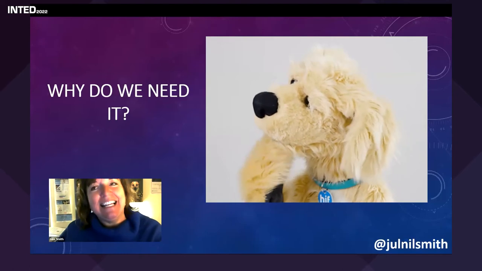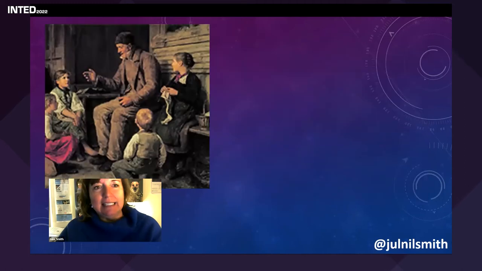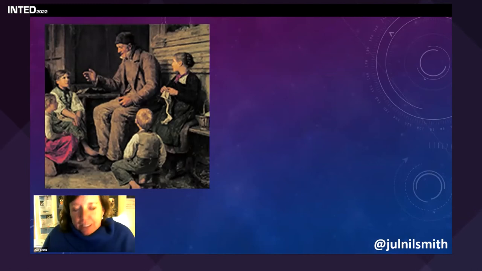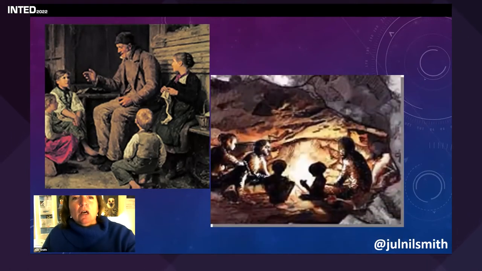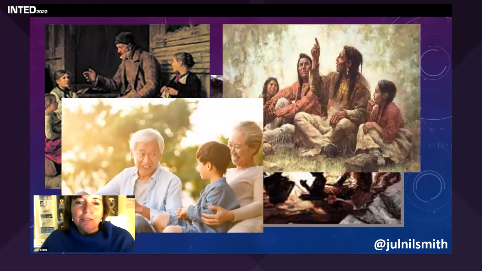So why do we need these skills? Why are media literacy skills so important in today's day and age? Well, this is the way that I ended up explaining it to my dad. These are pictures of older people in the society telling stories. And these stories can talk about what's important, what's valuable, maybe how to hunt, how to stay alive, how to succeed, what it means to be successful, what it means to be attractive, what are the cultural stories, the heritage.